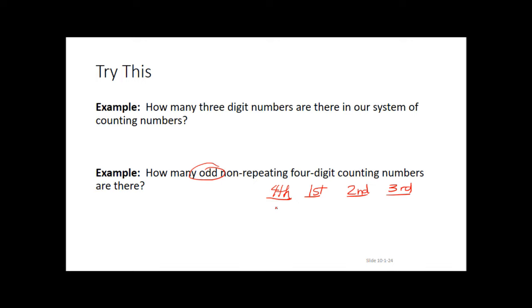All right, so for the fourth digit, which options do we have? It has to be odd in order to make the whole number odd. So we have to use a 1, a 3, a 5, a 7, or a 9. So there are 5 possibilities for the fourth digit.